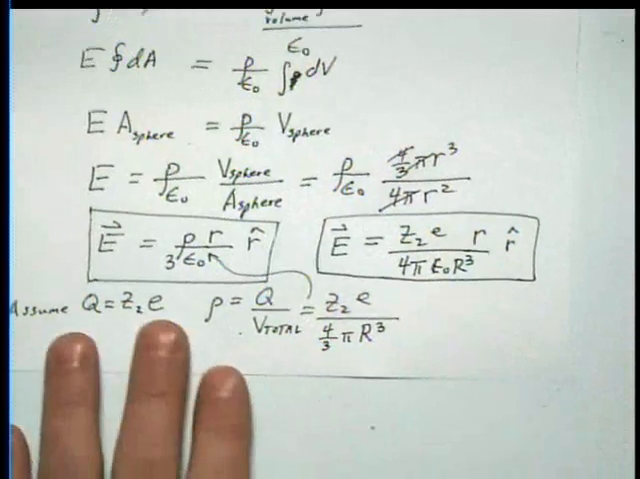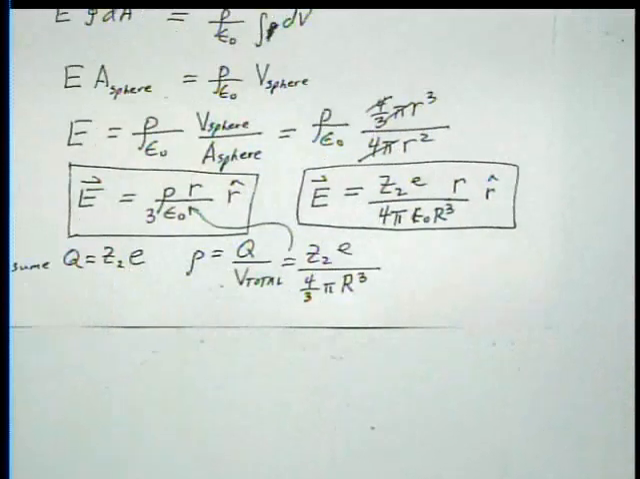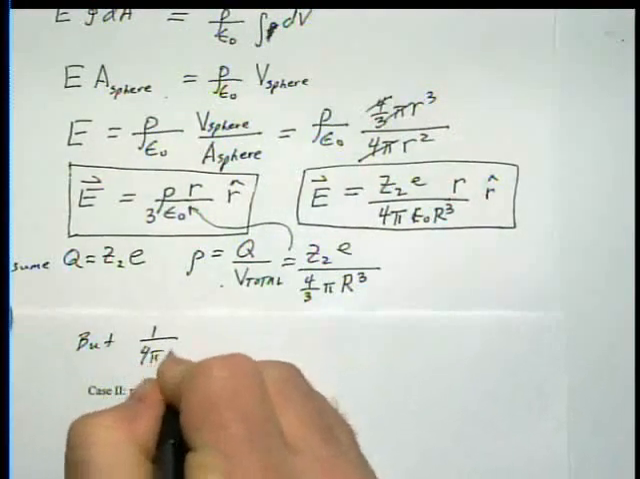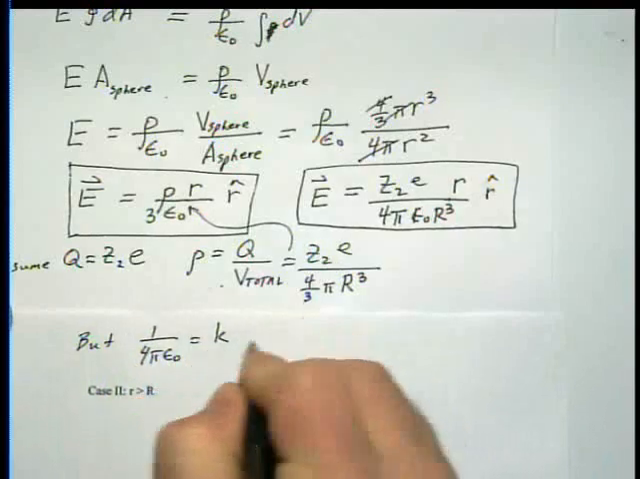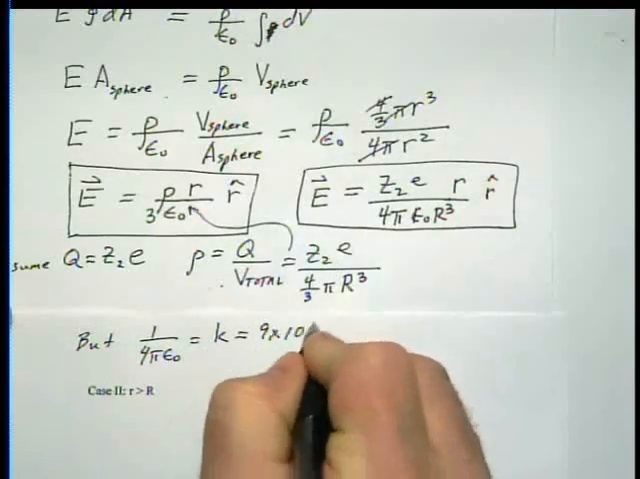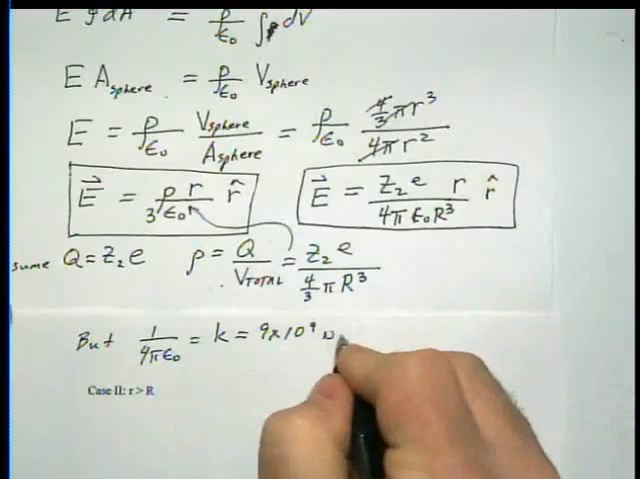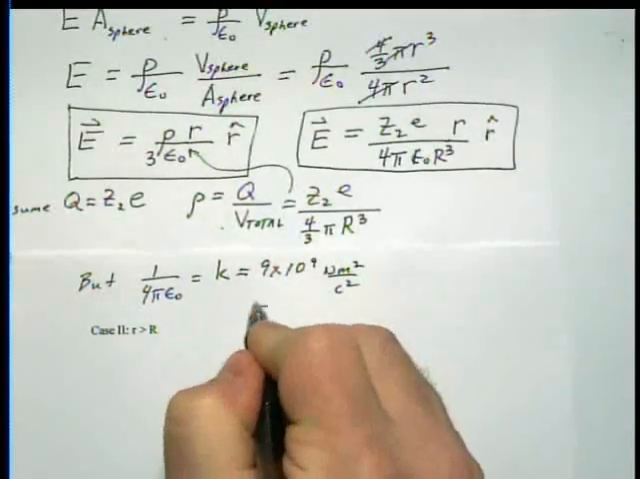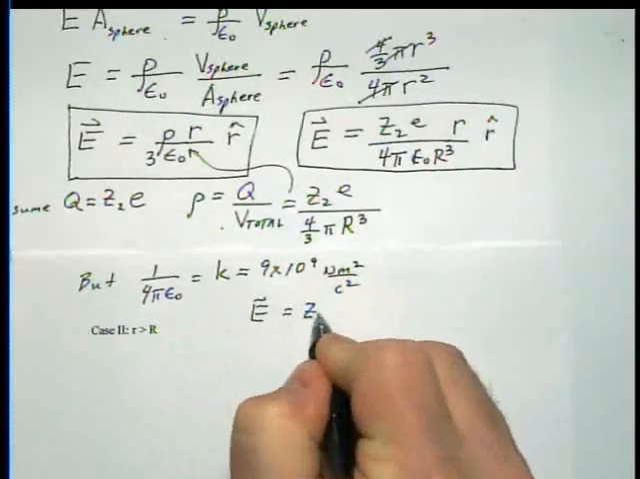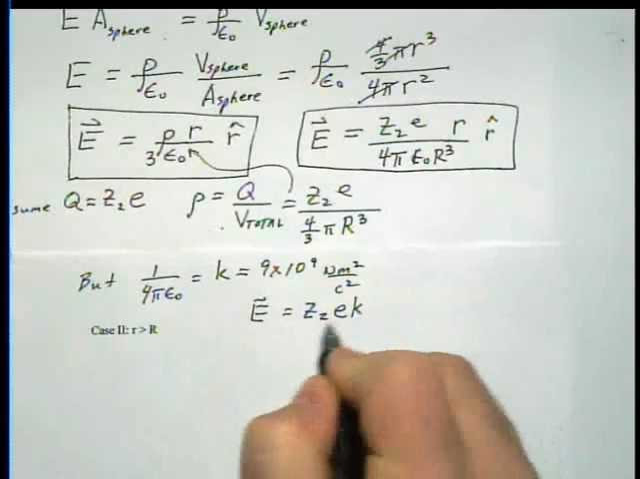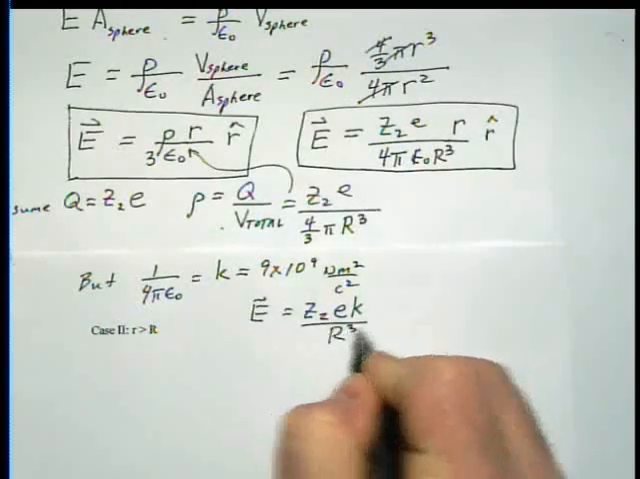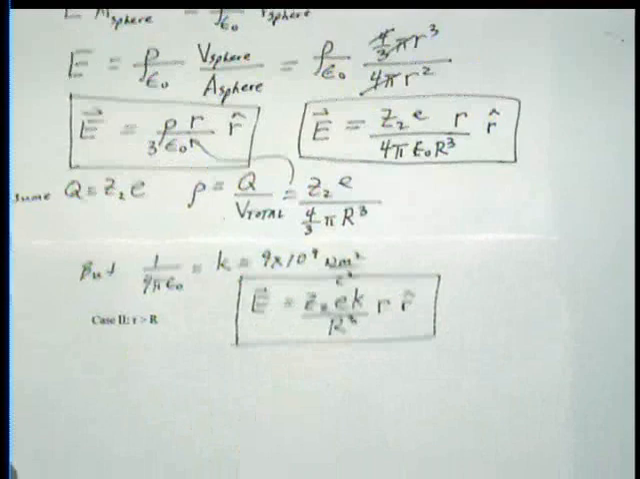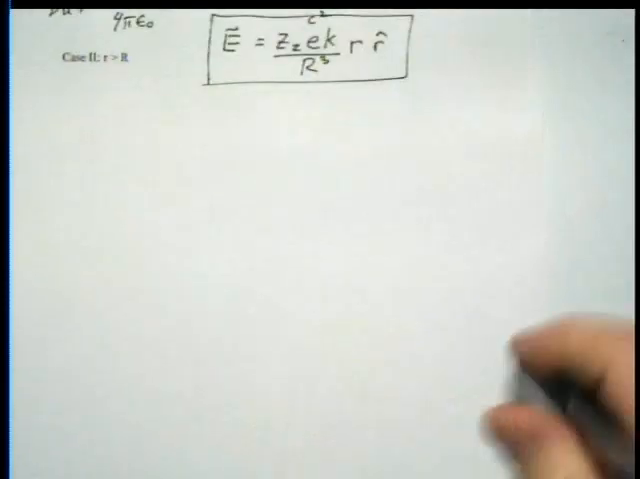And I want to do one more thing with it just to simplify it a little bit. But 1 over 4 pi epsilon naught is k, 9 times 10 to the 9th Newton meters squared per Coulomb squared. So I get Z2ek over R cubed times r hat. So it goes linearly with a constant.